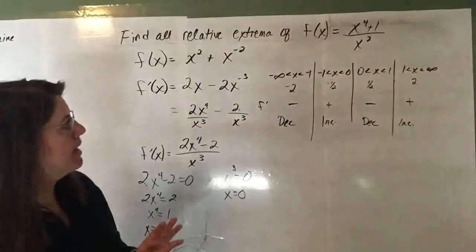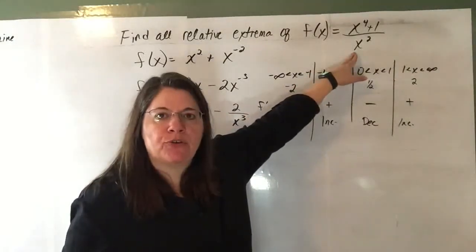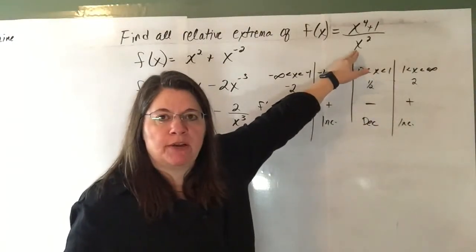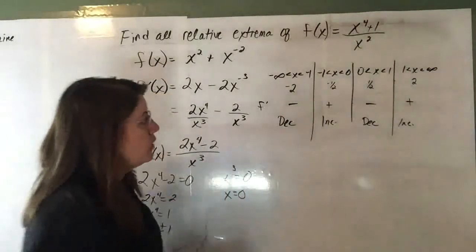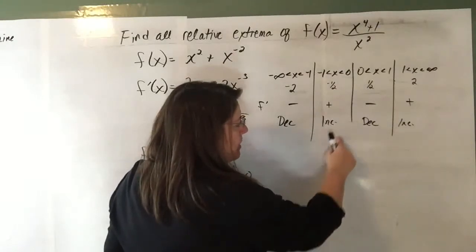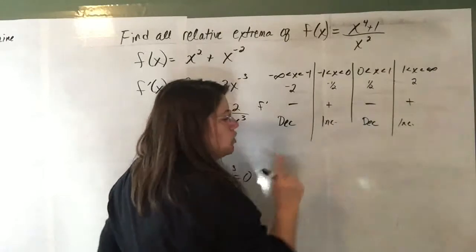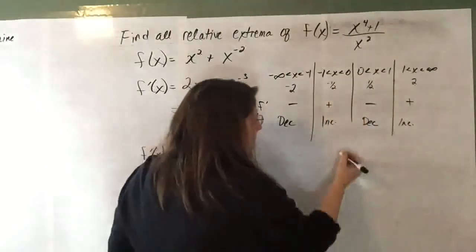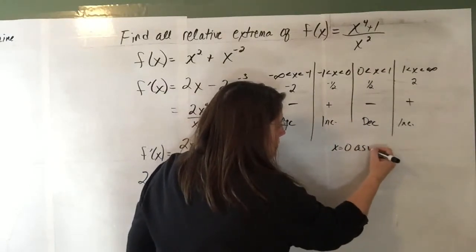And if you think about that, if you look at the original function, don't we know that there's going to be an asymptote at x equals 0 because the function itself is undefined at 0. So we cannot say that because this changes from increasing to decreasing that we're going to have a maximum at 0. So you have to be very careful here. Right here at x equals 0, that's a vertical asymptote.